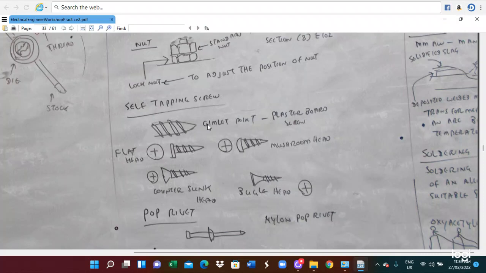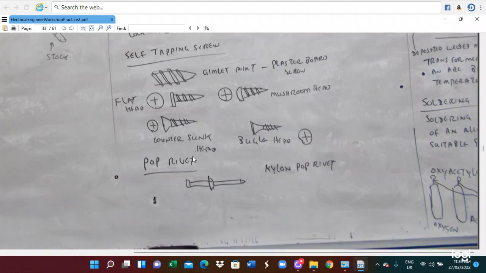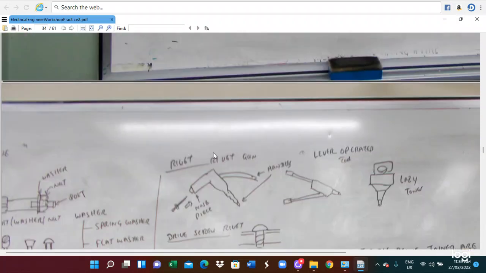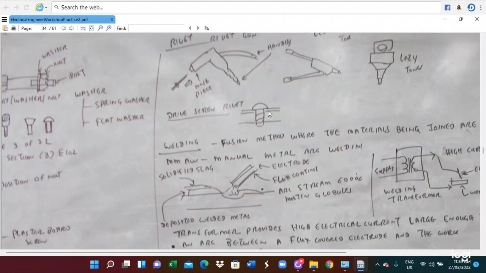So this is the gimlet, wide plastic bolt screw, or the flat head, narrow head, and mushroom head screws, which are also utilized. Also the nylon port rivets and bigger heads are utilized. So these are the connection devices. So that we utilize the rivet. This is the rivet gun, and with the rivet gun we also utilize the rivet.